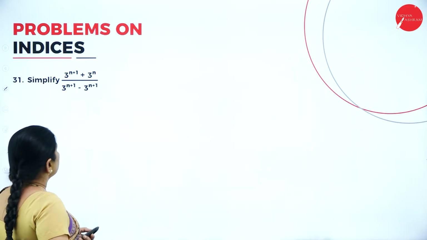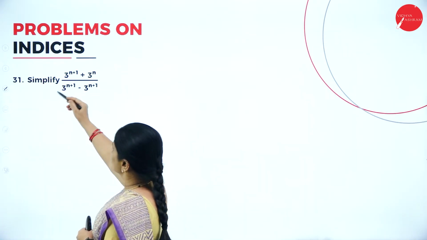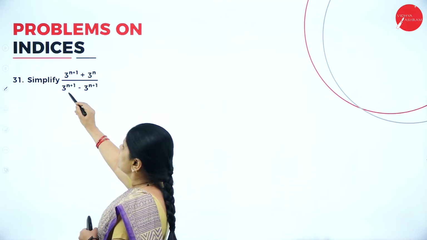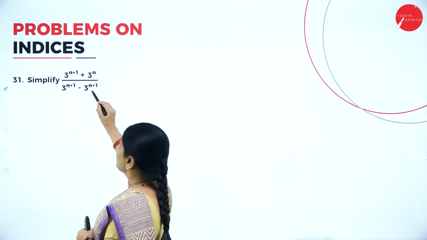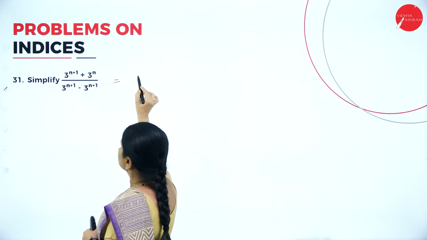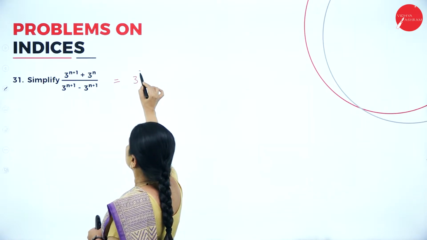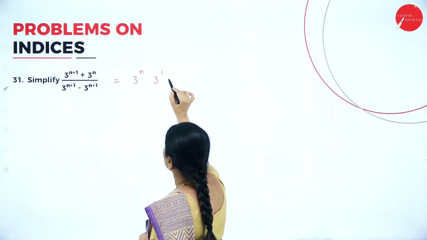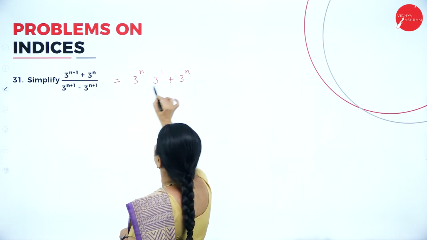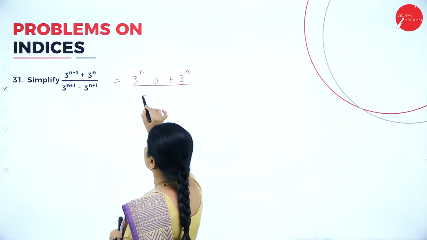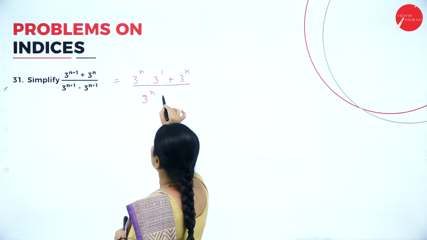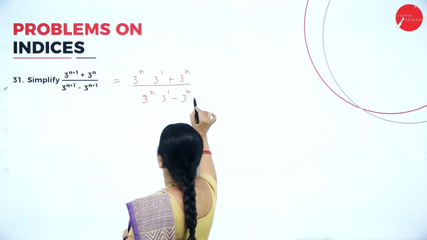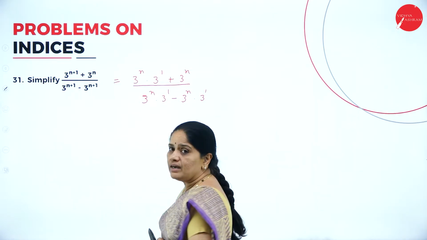Now, the next problem, the problem given here is simplify 3 to the power of n plus 1 plus 3 to the power of n divided by 3 to the power of n plus 1 minus 3 to the power of n plus 1. So, this can be rewritten as 3 to the power of n into 3 to the power 1 plus 3 to the power n whole over 3 to the power of n into 3 to the power of 1 minus 3 to the power of n into 3 to the power 1.